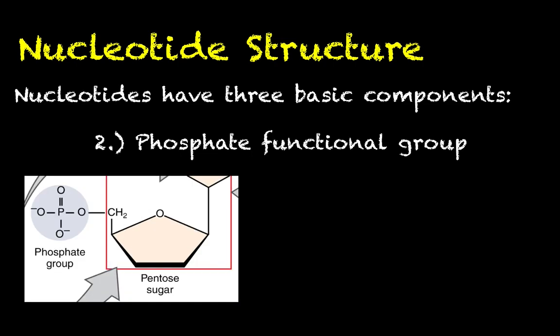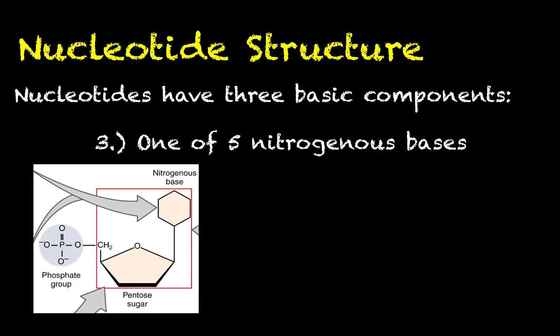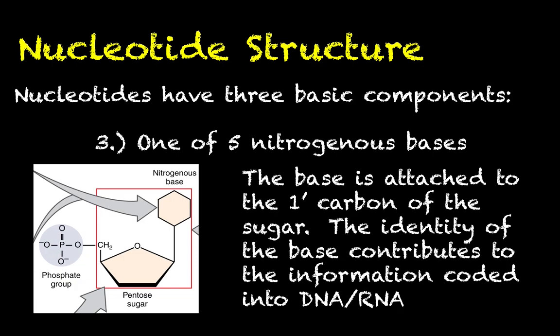Next, every nucleotide is going to have a phosphate functional group attached at the 5' hydroxyl region of the sugar, and this phosphate, carrying strong negative electrical charges, is going to make sure that every nucleotide and every nucleic acid is strongly negatively charged. And then finally, every nucleotide is going to have one of 5 nitrogenous bases, which we will introduce in the next slide. The base is attached to the 1' carbon of the sugar, and the identity of the base helps to contribute to the information that is coded into DNA and RNA.